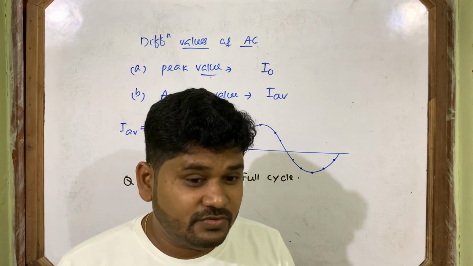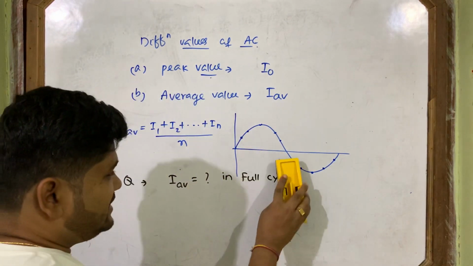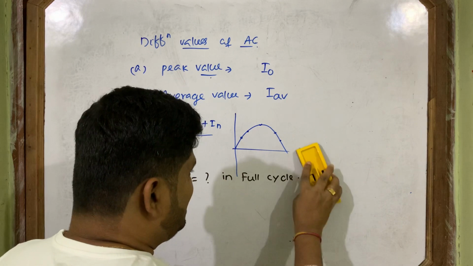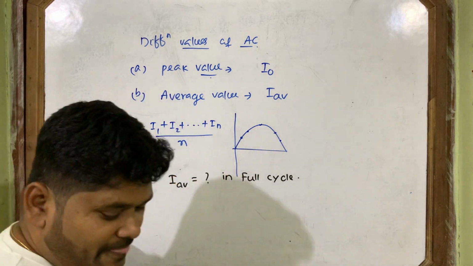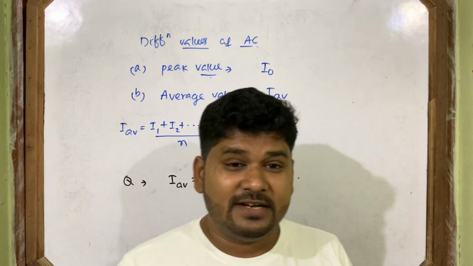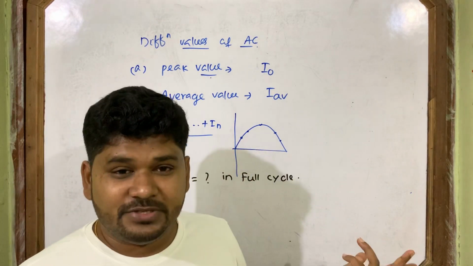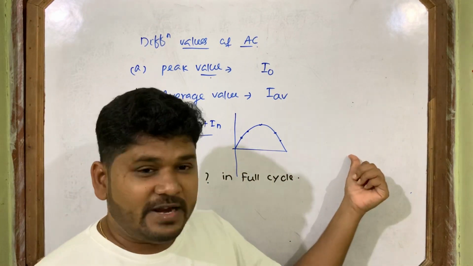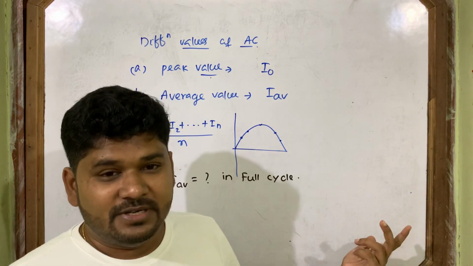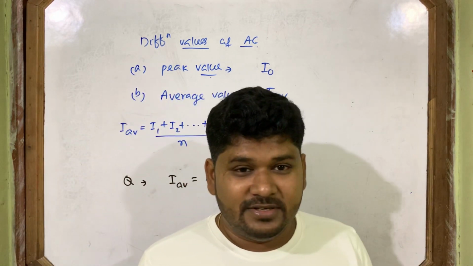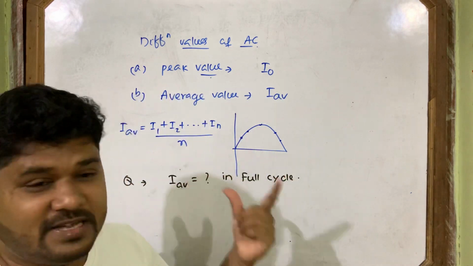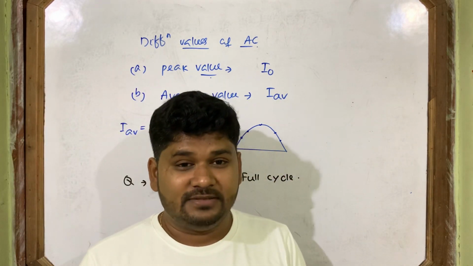Then what will we do? We will find the average value only in a half cycle, so that no negative value comes, only positive. If you find it in the negative half cycle, you will get only negative, no positive. So it will not be 0. So the average value in a half cycle is what we always define.